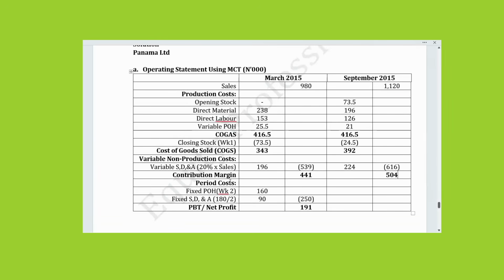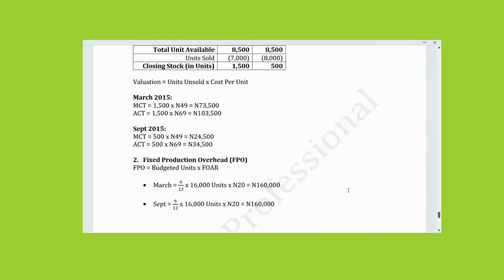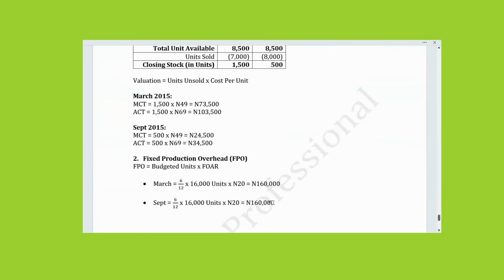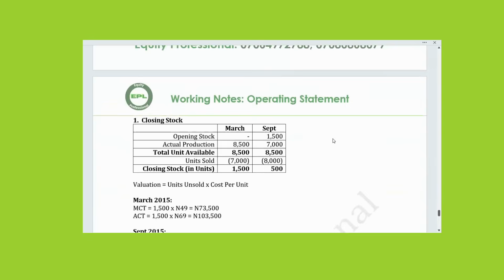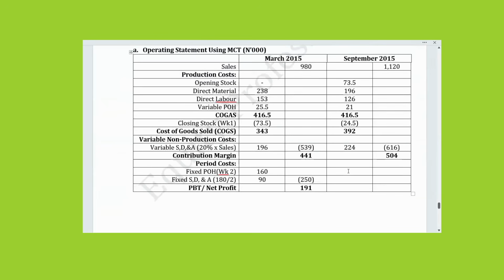504. All right. So let's do period cost. Like I mentioned, when you are using marginal costing, period cost will remain the same. Your fixed production overhead is not changing. It's the same thing, and we have done the working before. This is working number 2 here. It's 160,000. So it remains constant, it's 160. Then fixed selling, distribution, and admin, the same thing, 90 naira. All right. So here will be 250.